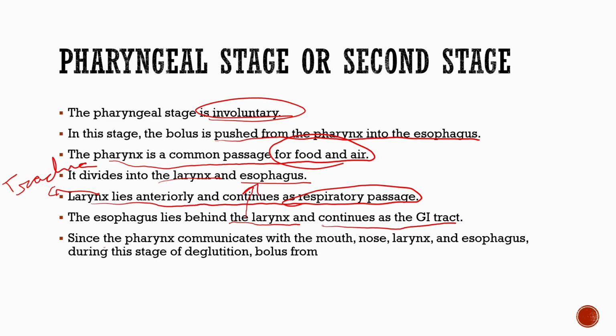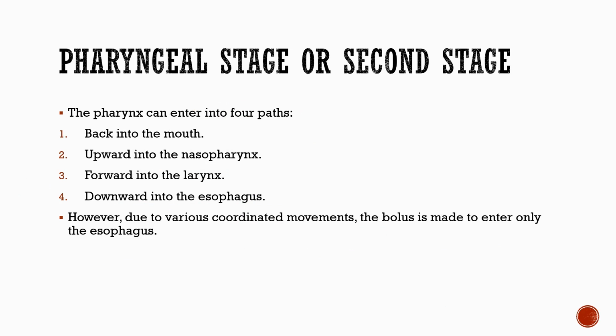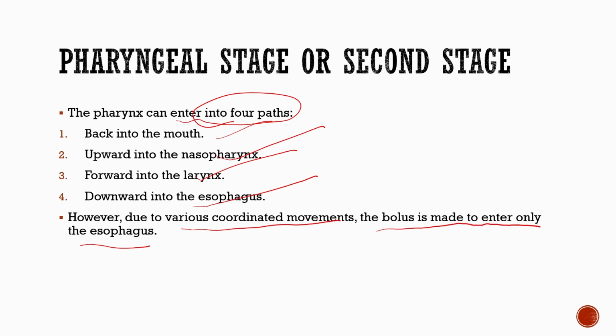Since the pharynx communicates with the mouth, nose, larynx, and esophagus during this stage of deglutition, the bolus from the mouth to the pharynx could go in several directions. How? It can enter four parts: back into the mouth, upward into the nasopharynx, forward into the larynx, or downward into the esophagus. However, due to various coordinated movements, the bolus is made to enter only the esophagus.